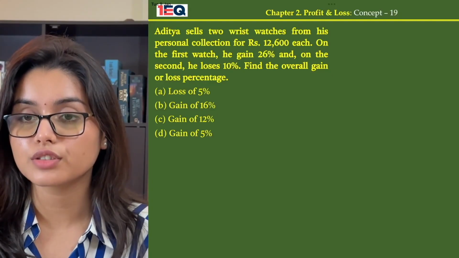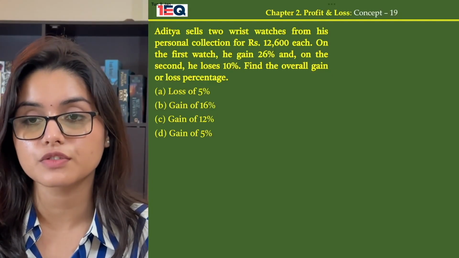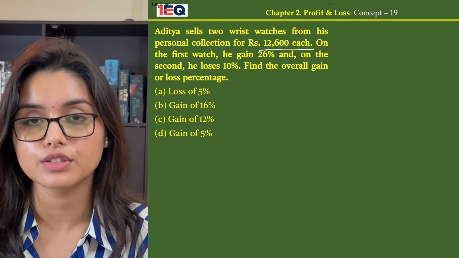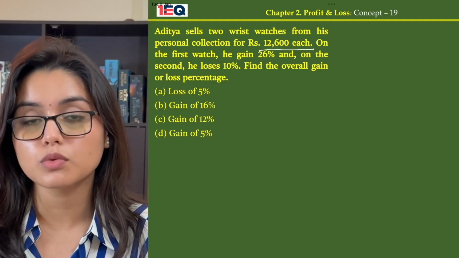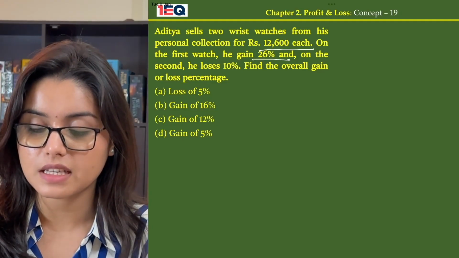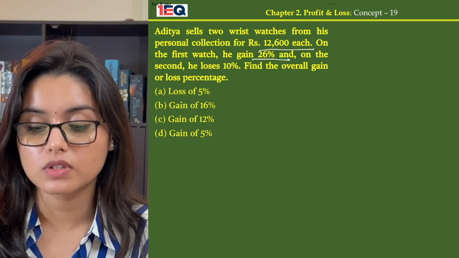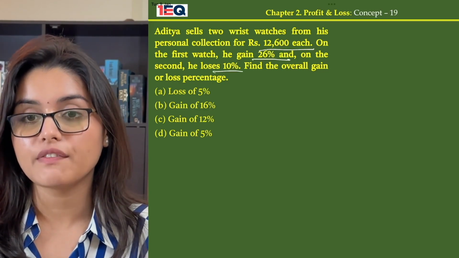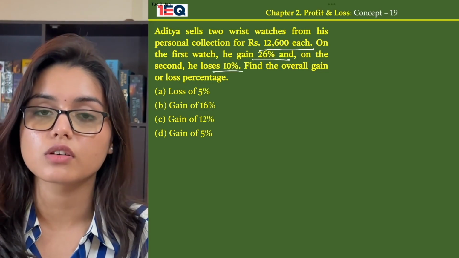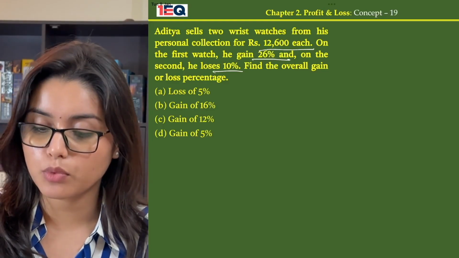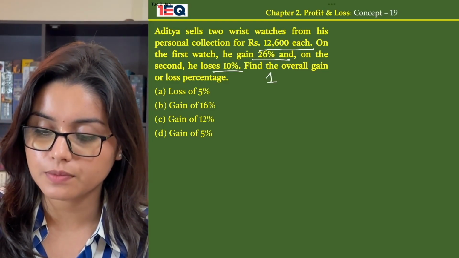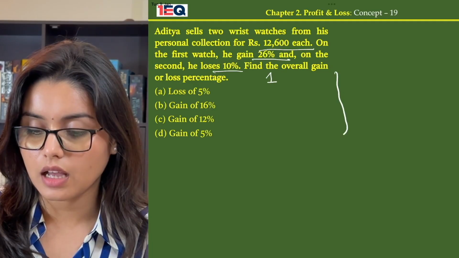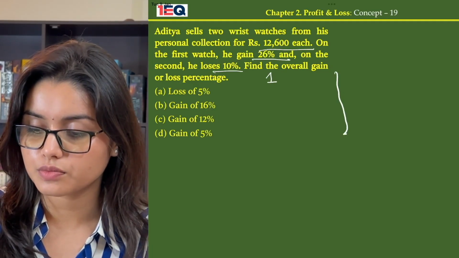Aditya sells 2 wristwatches from his personal collection for rupees 12,600 each. On the first watch, he gains 26%, and on the second, he loses 10%. Find the overall gain or loss percentage. So let's take both the watches as watch 1 and watch 2.